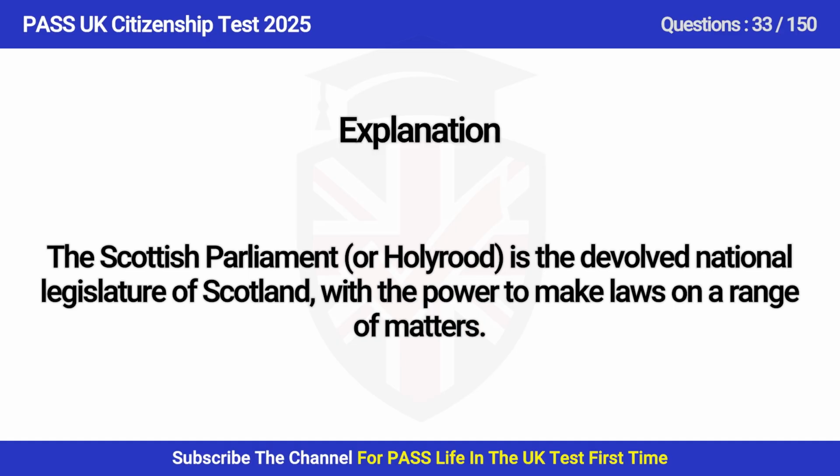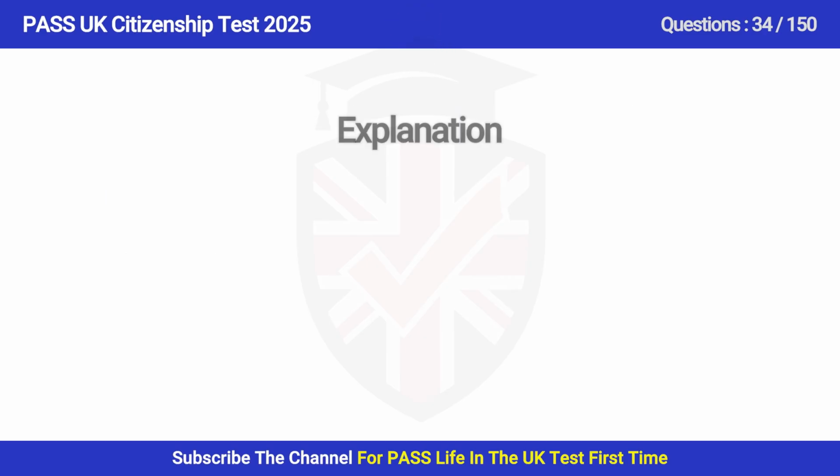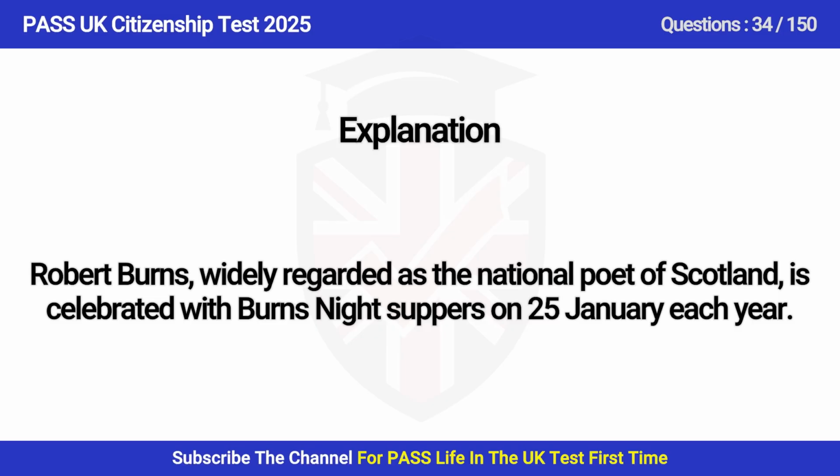Question 34. Which famous Scottish poet and lyricist is celebrated annually on 25 January? A. Robert Burns, B. Walter Scott, C. Robert Louis Stevenson, D. Arthur Conan Doyle. Answer is A. Robert Burns. Robert Burns, widely regarded as the national poet of Scotland, is celebrated with Burns Night Suppers on 25 January each year.